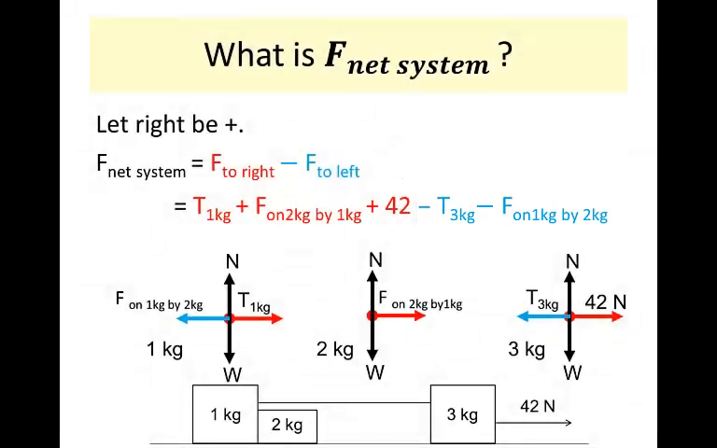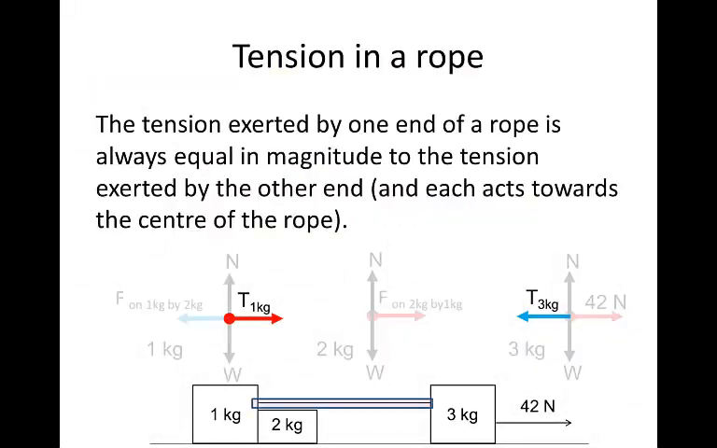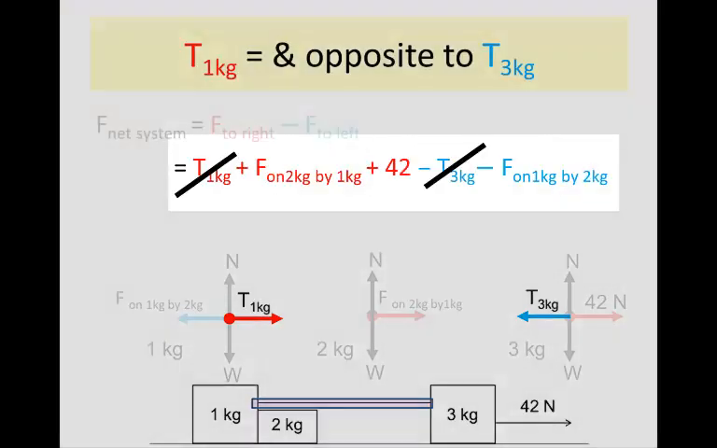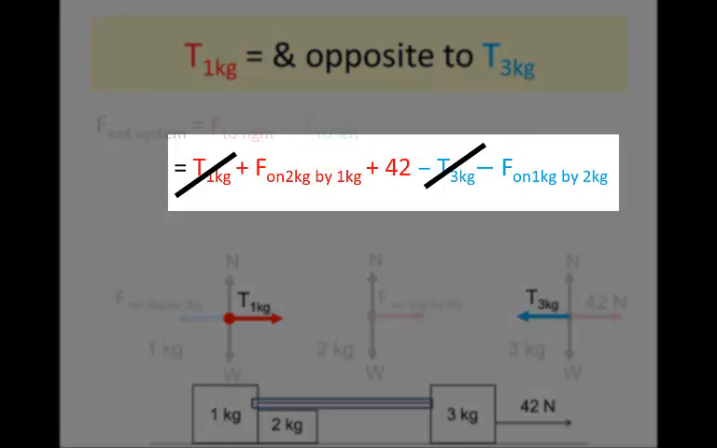Now remember that the tension in a rope acts towards the center of the rope and is equal in magnitude in each of those two directions. And so the tension acting on the 1 kilogram body is equal and opposite to the tension acting on the 3 kilogram body. And so those two can cancel one another out in this equation. And that simplifies our equation like this.